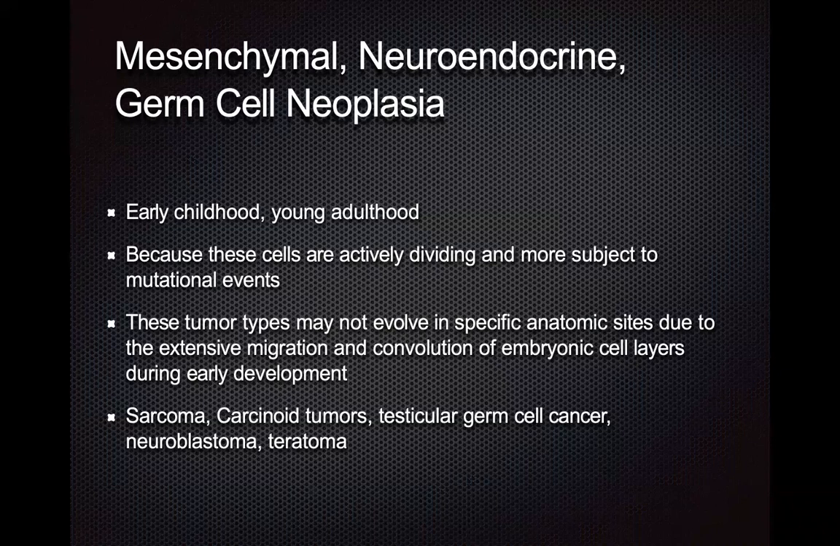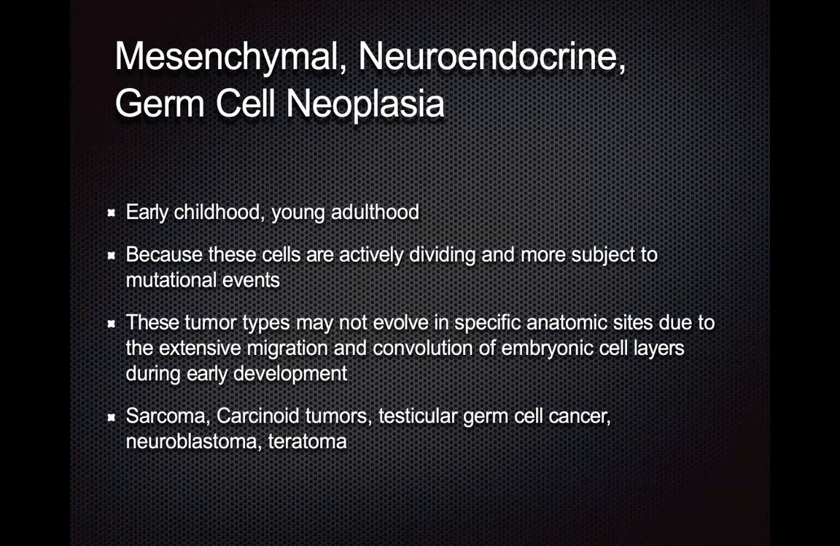So let's talk about mesenchymal, neuroendocrine, and germ cell neoplasia. It happens in early childhood or young adulthood because these cells are actively dividing and more subject to mutational events. These tumor types may not evolve in specific anatomic sites. Why? Due to the extensive migrations and convolutions of embryonic cell layers during early development.